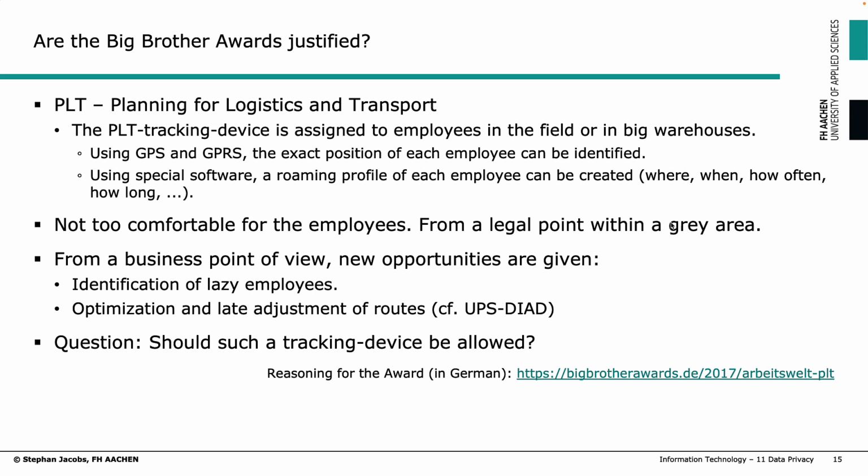For example, if you think about logistic companies like UPS, you could optimize and adjust routes when you simply know where your drivers are. However, maybe we could say it's a misuse if we try to identify lazy employees. So if there is a picker in a logistic warehousing system, then there's one who's making kilometers and another one who is not doing that much. You can identify those people. Not sure if this is fair or it's unfair. So, question here is, should this tracking device be allowed?